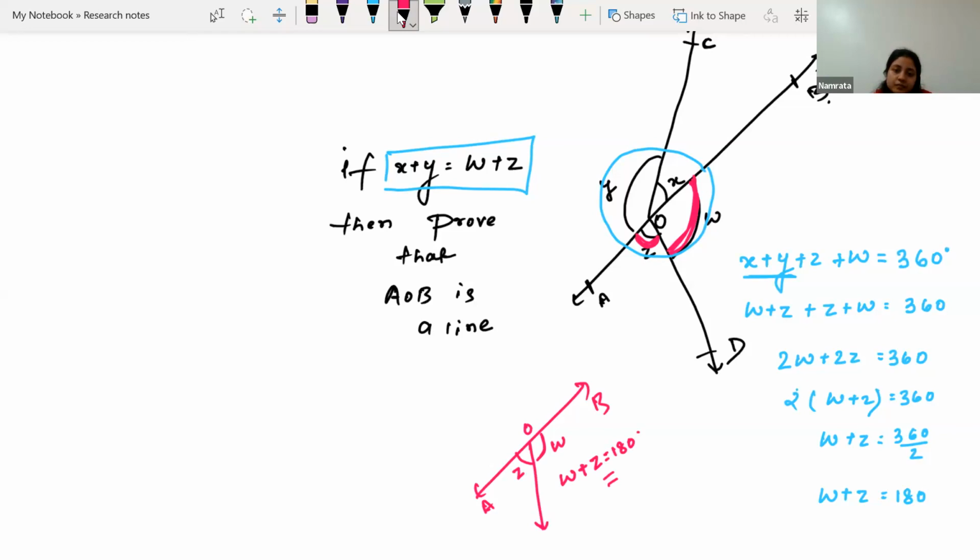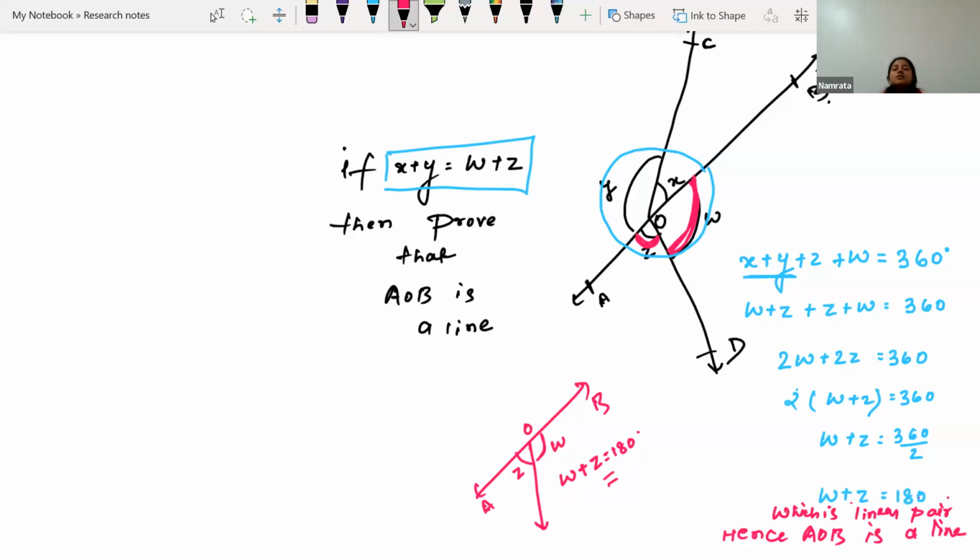Yes, ma'am. So here only we can write, hence AOB is a line or a straight line. Okay, here we can write w plus z is equals to 180, which is a linear pair, and hence AOB is a straight line.